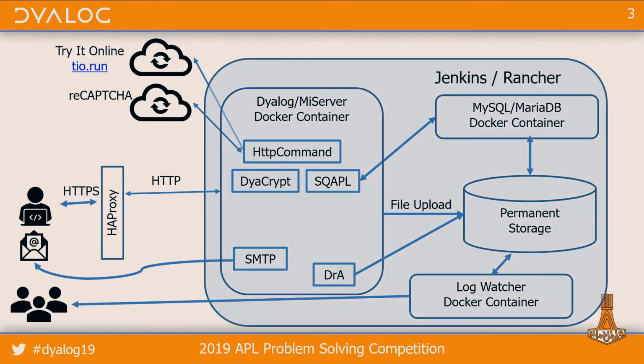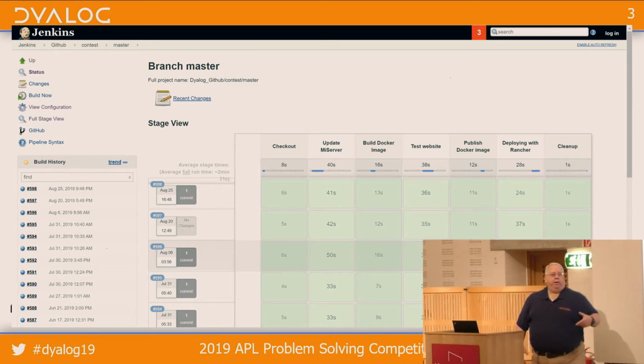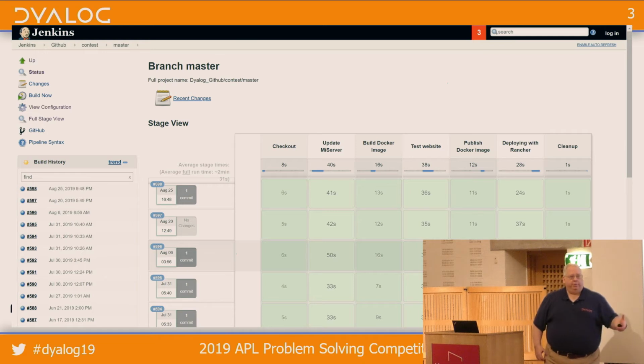So, and then all of this was contained and managed by Jenkins and Rancher, so that whenever we made a change to the GitHub repository, Jenkins would fire in, and it would check out the containers, update MiServer, build the Docker image, test the website. If the website tests, it would publish the Docker image, deploy it with Rancher, and then clean up anything that needed to be cleaned up. So anytime one of us made a commit to the contest website, this would all happen instantly.